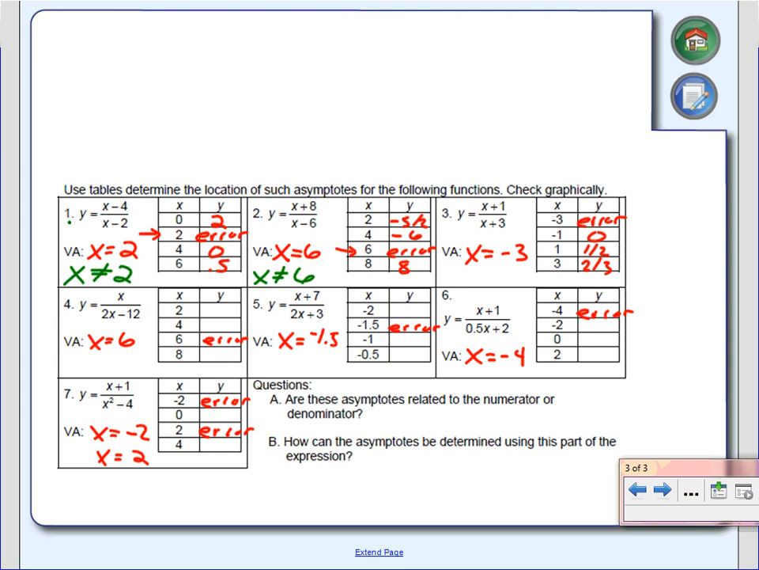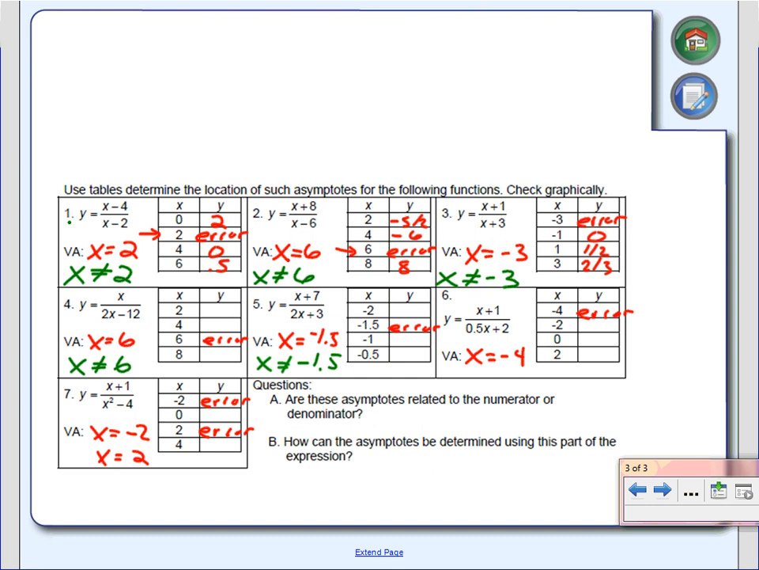Number 3. Again, the domain for that graph is all numbers except for 1. And that one number we're not going to use for x is negative 3. Remember, that's the number we're getting close to, but we're not actually going to get it. What would be the domain for number 4? X does not equal what? 6. Number 5. What is the domain? X does not equal negative 1.5.